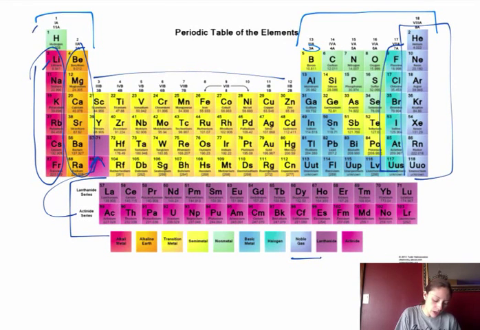Hydrogen is not a metal, so hydrogen is not part of the alkali metals. It's also not part of the halogens because technically it would sit right here to the left of helium. It's not really called either one. It's kind of its own little thing.